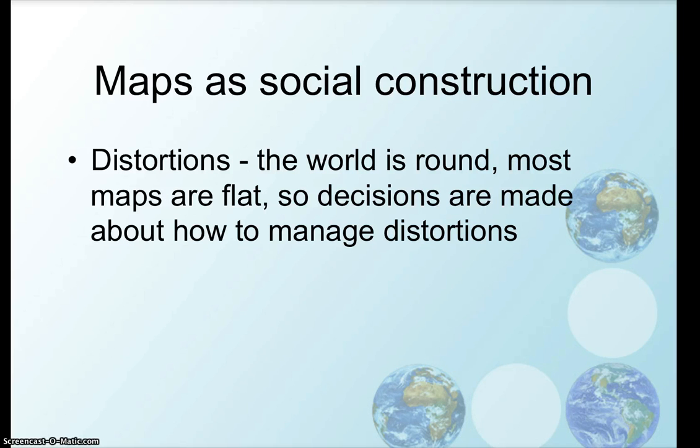Another thing that's very important in thinking about maps is that the world is round and most maps are flat. So decisions have to be made by map makers in terms of trying to figure out how to manage the distortions caused by moving from a round world to a flat map. One of the ways that we can visualize this is we can think about peeling an orange. With an orange, you've obviously got a round object. You take off the peel, and if you tried to lay that peel out flat, you'd have some strange shapes. A similar thing happens as we try to make maps from the round world.